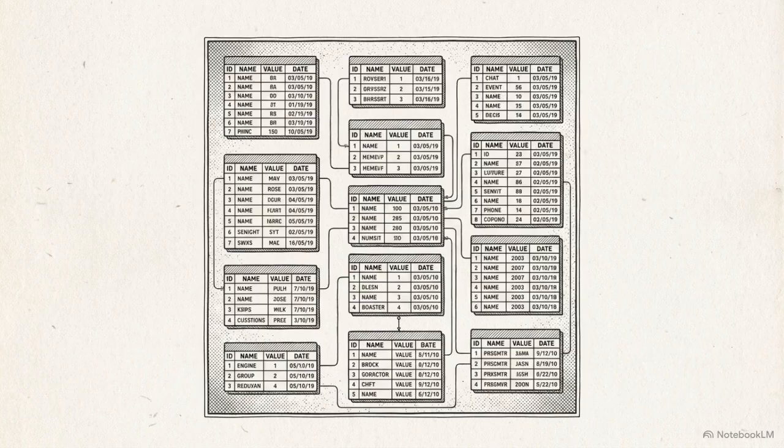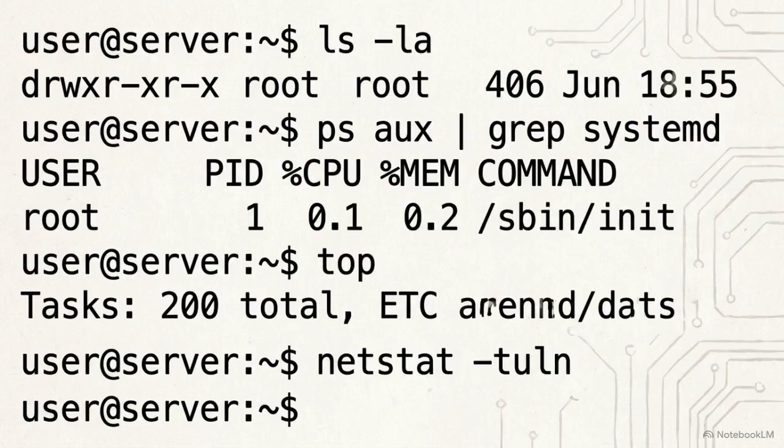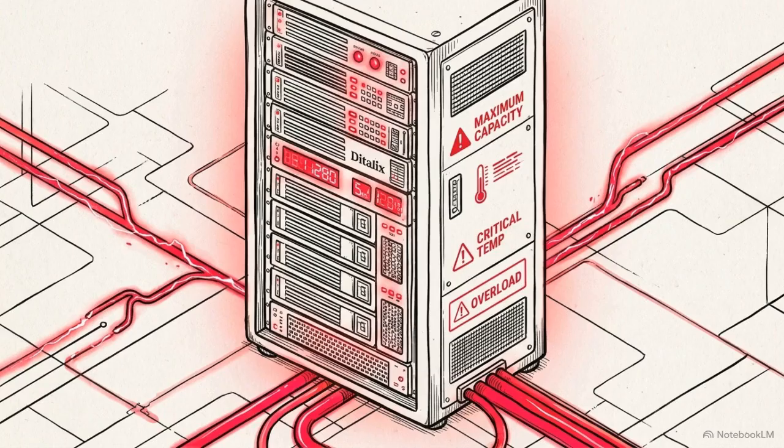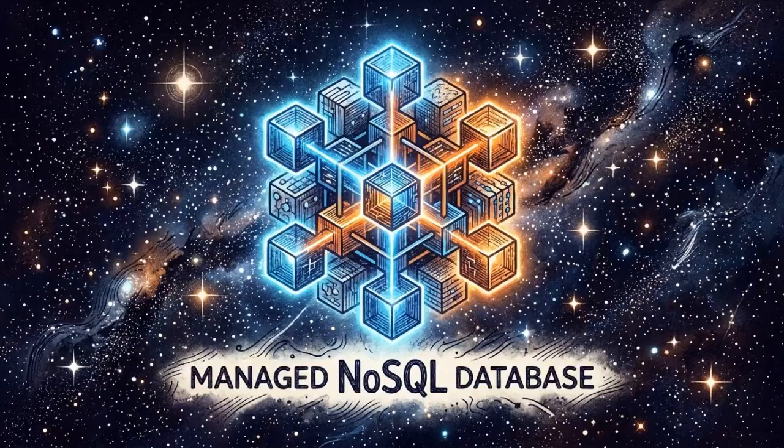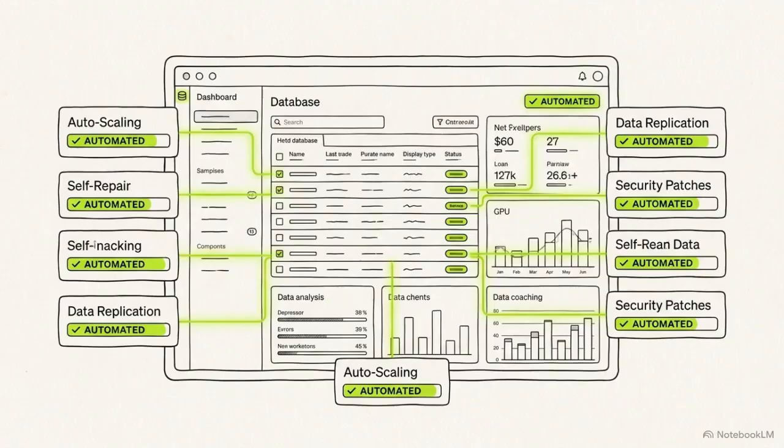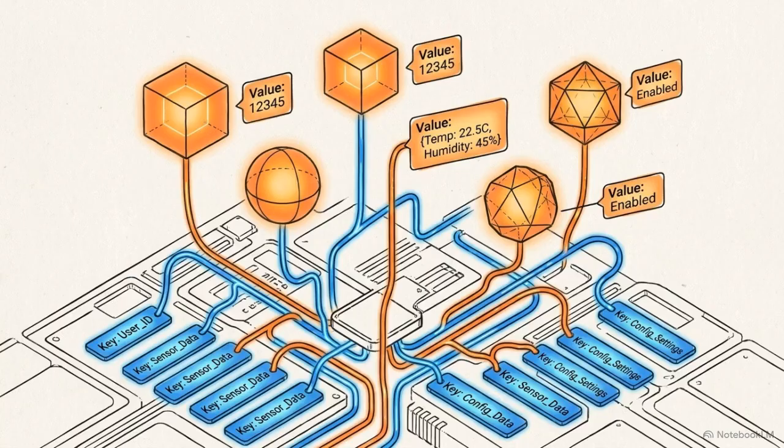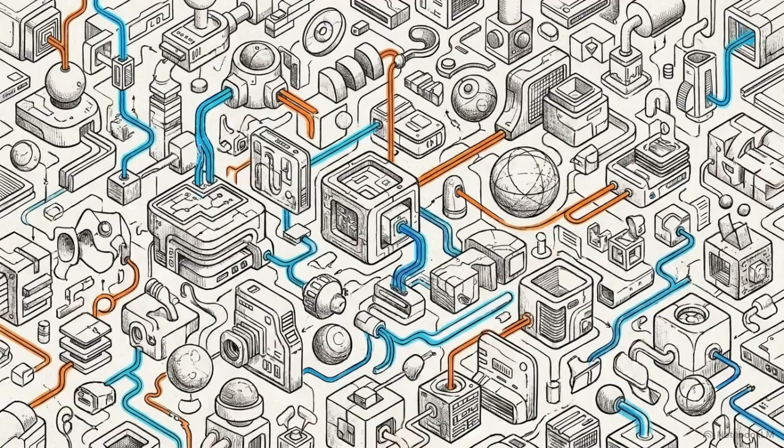Traditional SQL databases are structured maps, requiring underlying operating system management. They struggle to scale horizontally. AWS answered this with DynamoDB. It's a fully managed NoSQL database. Storing data as unstructured key-value pairs, it scales automatically without hardware limits.